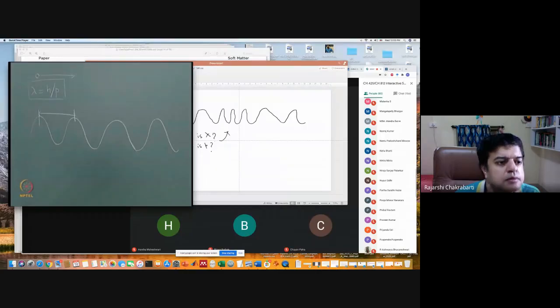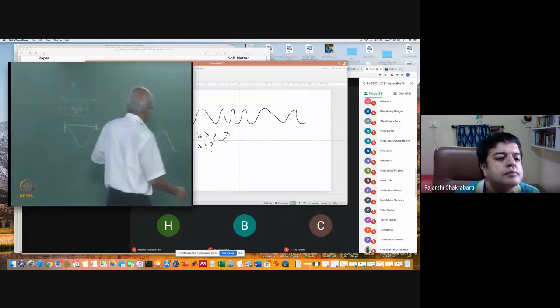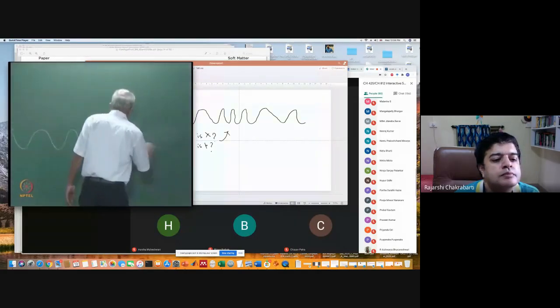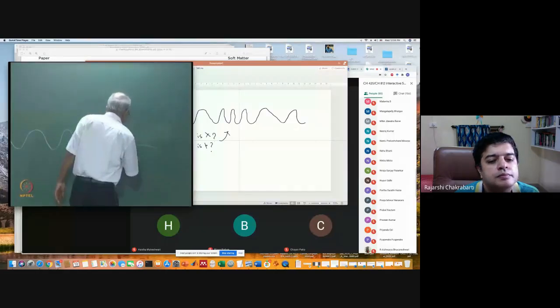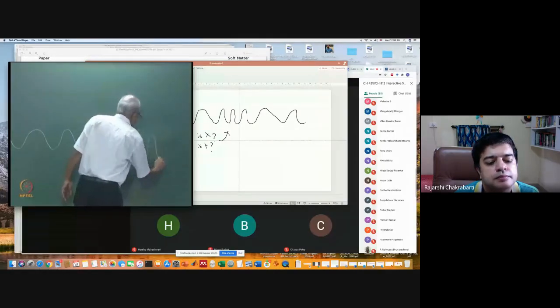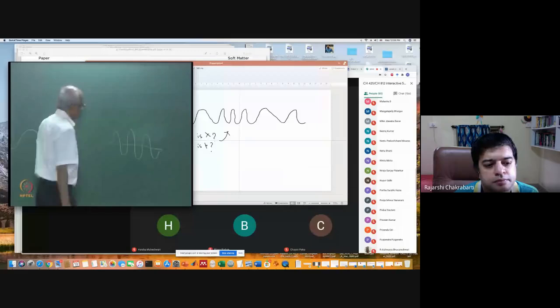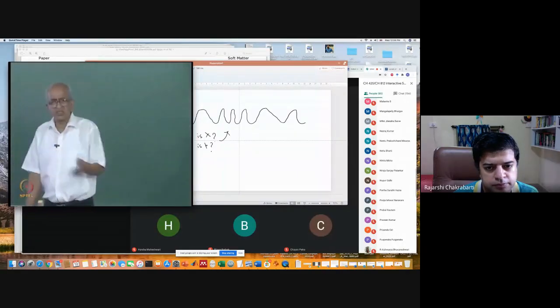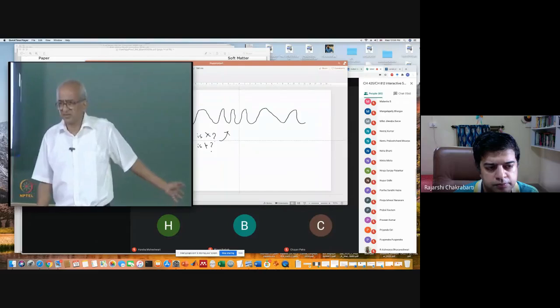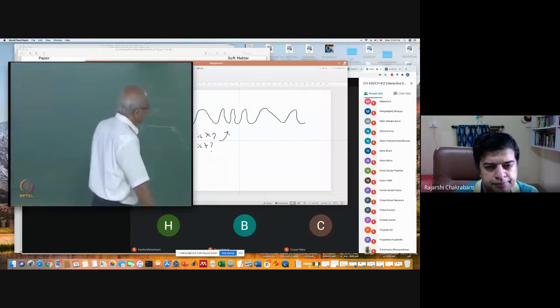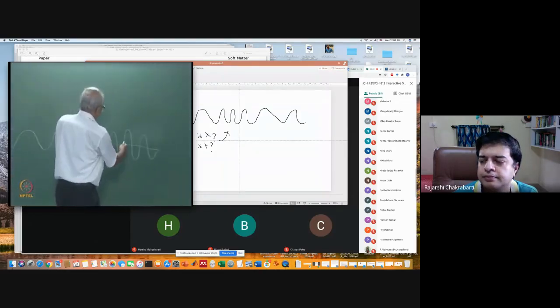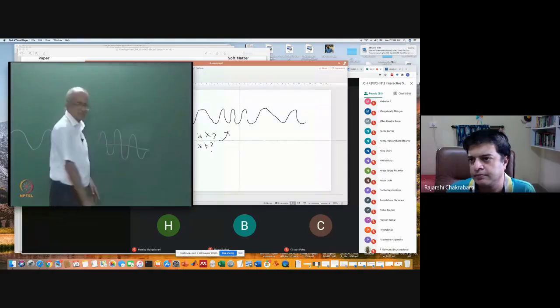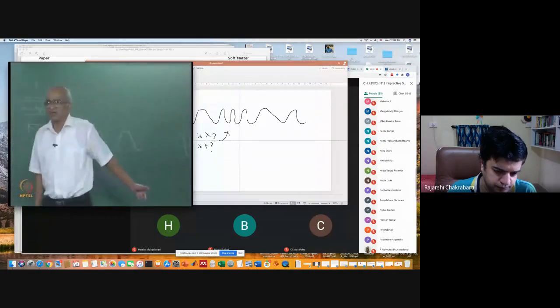On the other hand, suppose I had a wave which is probably something like this, of this form. Then it is not possible to say precisely what the wavelength is. Because you see, would you say this distance is the wavelength, or would you say that distance is the wavelength? So wavelength is ill-defined for such a wave.